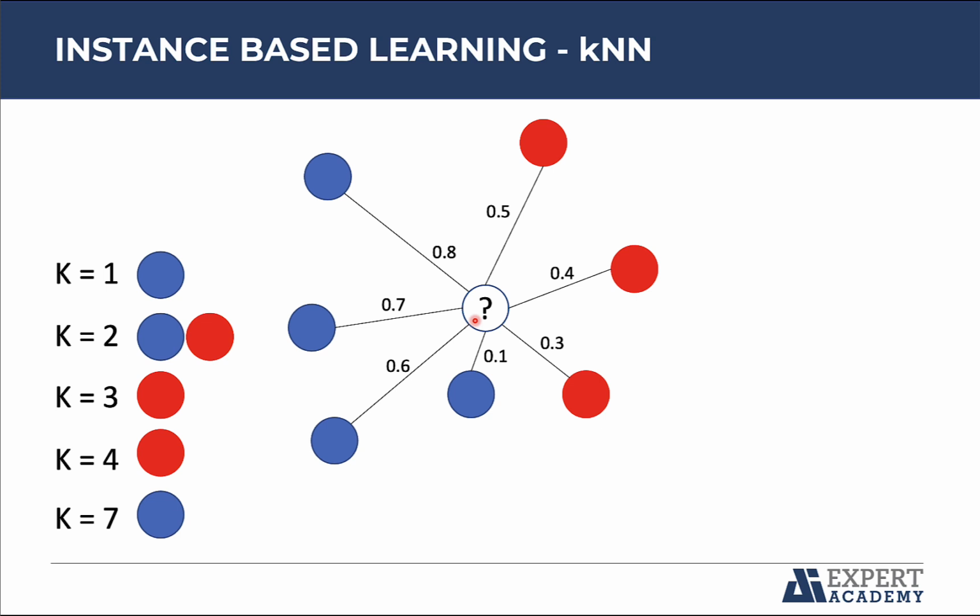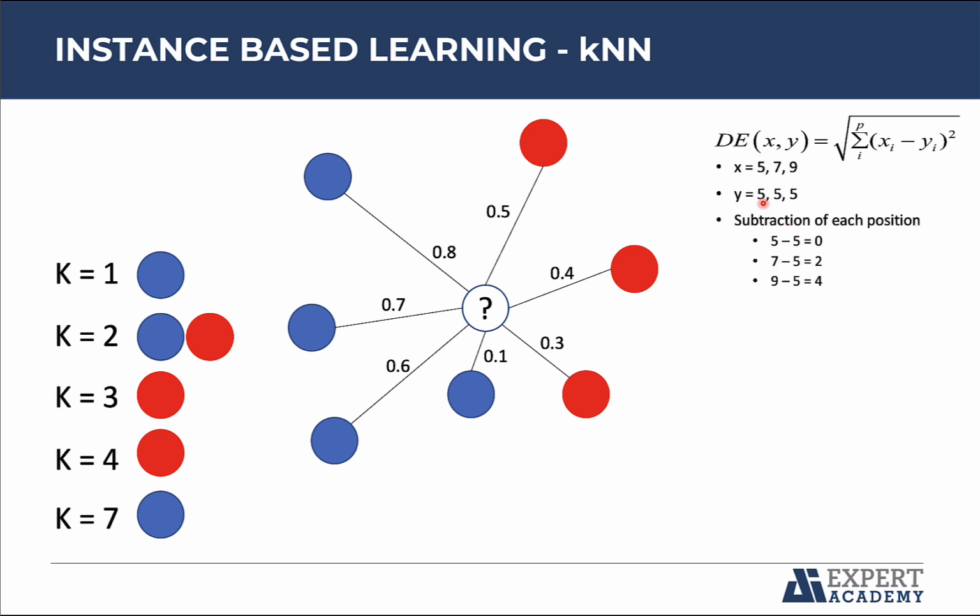To have a better overview of the calculations, we have this equation. Let's suppose we want to calculate the distance between x and y: 5, 7, 9 and 5, 5, 5. We can see here that the first part of the equation is to subtract the points. So 5 minus 5 equals 0, 7 minus 5 equals 2, 9 minus 5 equals 4. This is the first part of the equation.